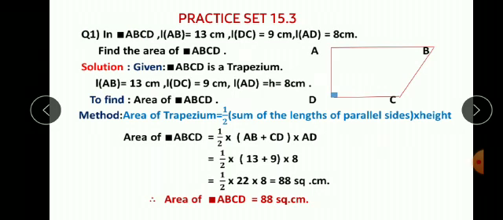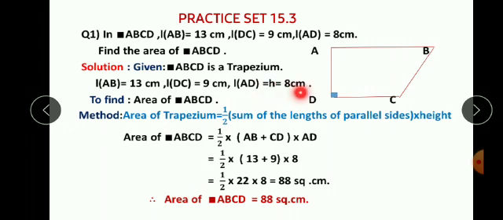Now see practice set 15.3. In quadrilateral ABCD, length AB is given as 13 cm, length DC is 9 cm, length AD is 8 cm, and find the area of quadrilateral ABCD. See children, this ABCD is your trapezium. So write down the given part first. Quadrilateral ABCD is a trapezium. Length AB is 13 cm, length DC is 9 cm, length AD is equal to what? Height, that is h, is equal to 8 cm.